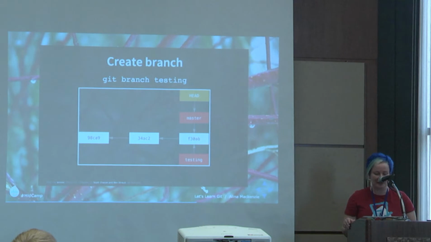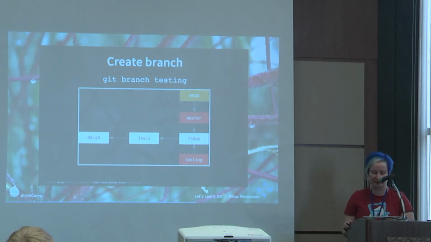We can use the command git branch testing. And here what we see is commits. Except these arrows pointing left are actually kind of counterintuitive, because we think of our project as going forward. What these arrows indicate are parents. So our last commit, this F30AB, this is where our master branch is, and HEAD indicates where we currently are.